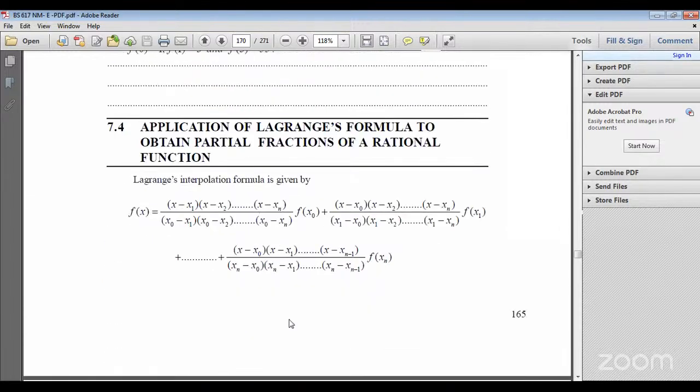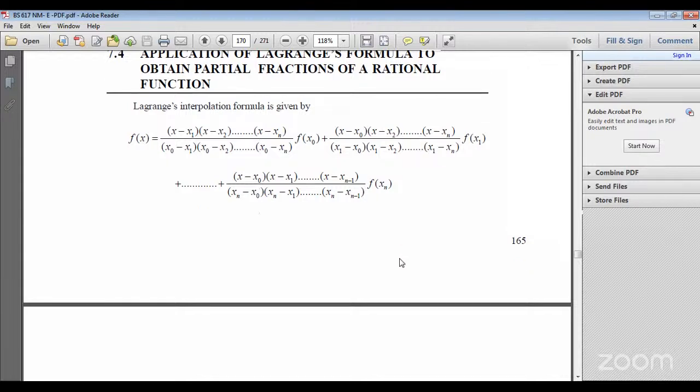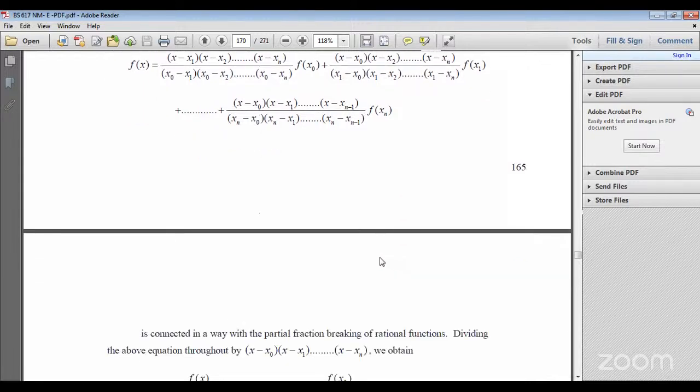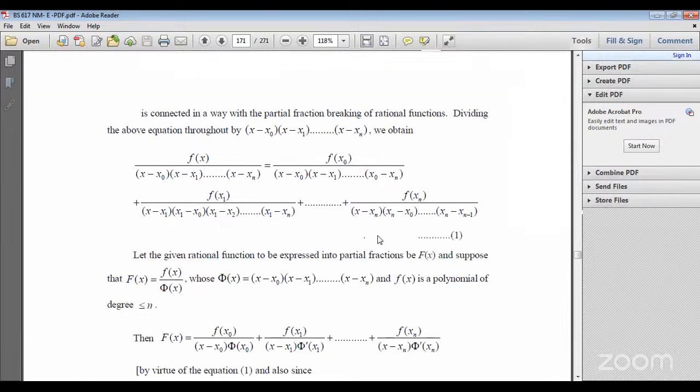Application of Lagrange's formula to obtain partial fractions of a rational function. Lagrange's interpolation formula is given by x minus x1, x minus x2, and so on, x minus xn, over x0 minus x1, x0 minus x2, and so on, x0 minus xn, times f of x0, plus x minus x0, x minus x2, and so on, x minus xn, over x1 minus x0, x1 minus x2, and so on, x1 minus xn, into f of x1, and so on, plus x minus x0, x minus x1, and so on, x minus xn minus 1, over xn minus x0, xn minus x1, and so on, xn minus xn minus 1, times f of xn.